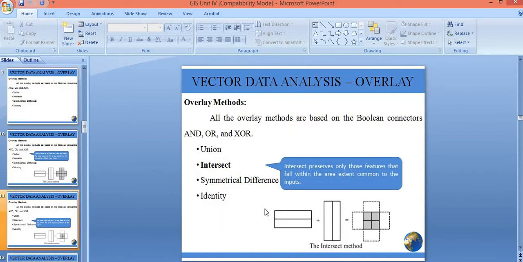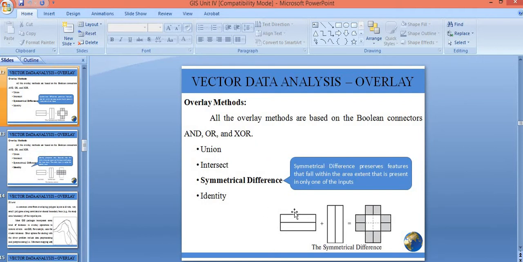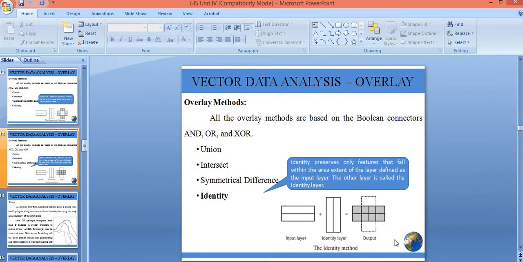Now you have symmetrical difference. Symmetrical difference means you will not be getting the common one. Other than the common one, whatever you have, that you will be getting. And you have something called identity. Identity means you will be having two layers, one layer as input layer and the other one as identity layer. In identity, whatever you have in the input layer, that you will be getting. In addition to that, in the identity layer, if something is merging with the input layer, that information also you will be getting. So these are the different types of overlay methods.